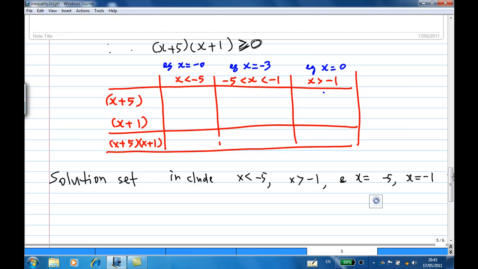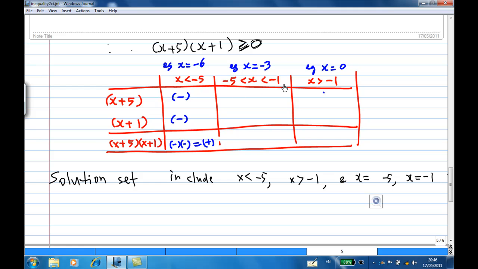So now we will set up the sign diagram to find out the solution. If x is less than minus 5, for example, suppose x is minus 6, then x plus 5 will be negative, and x plus 1 is also negative. So the product x plus 5 times x plus 1 will be negative times negative, which becomes positive.